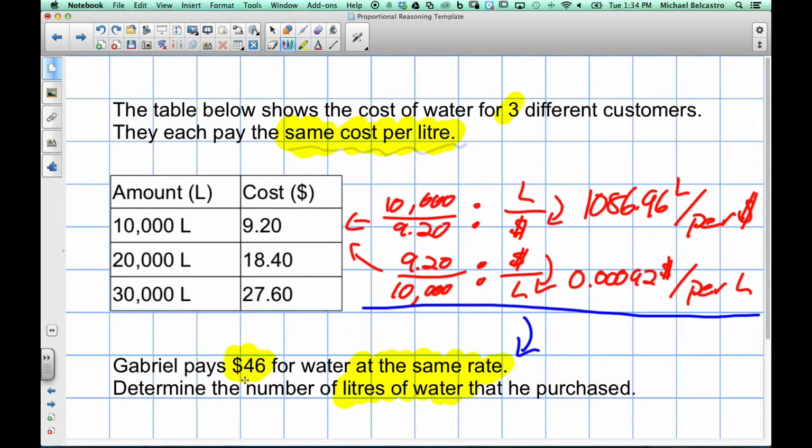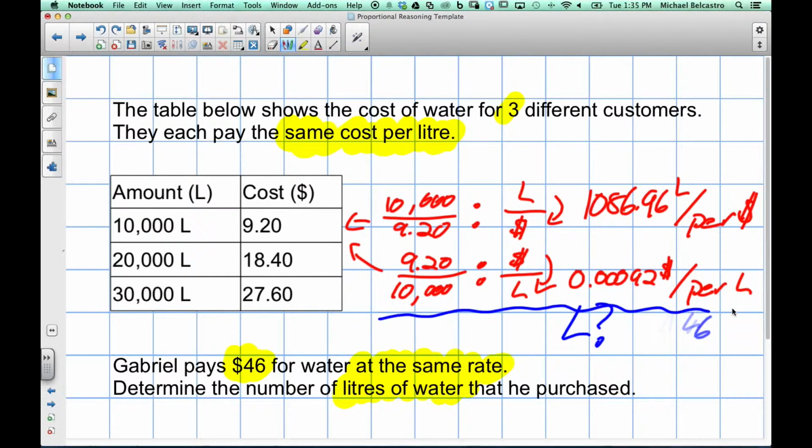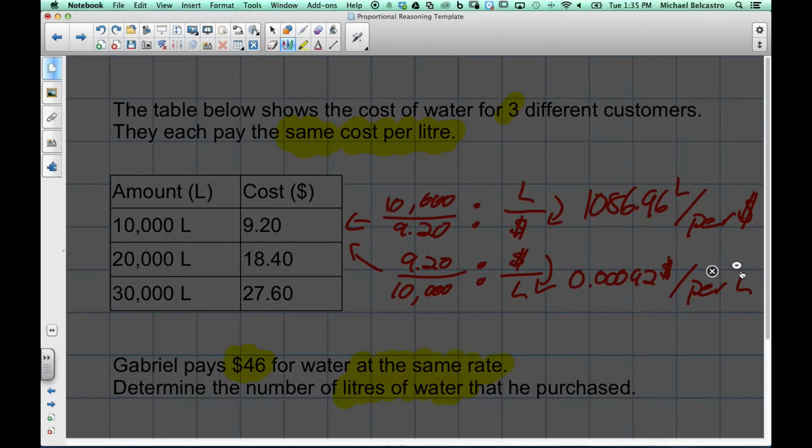Okay, they've told us he pays $46. Okay, at the same rate, determine the number of liters of water. So we need to figure out how many liters of water Gabriel purchased, and we know that he's actually spent $46. Okay, so we don't know his liters. Again, liters is our unknown. So our second unit rate here of our per liter, this one's not going to be very helpful because liters is what we don't know in this question.